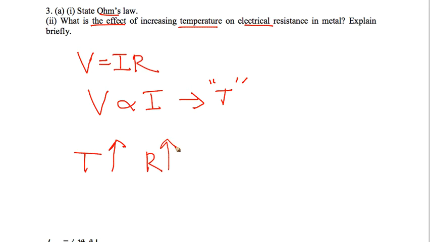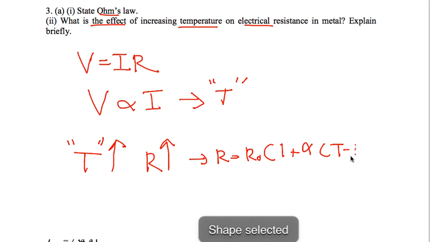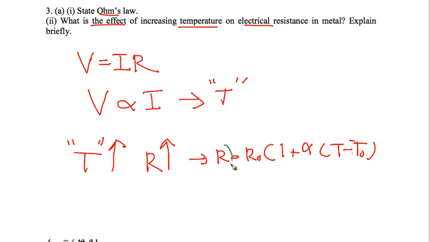This is because the atoms vibrate with greater amplitude when the temperature increases. Well, if you look at the equation, R is equal to R naught times 1 plus alpha times the change of temperature. Sorry, this is not the delta. This is the initial temperature T. So now if you look at the equation here, the R and the T are proportional.